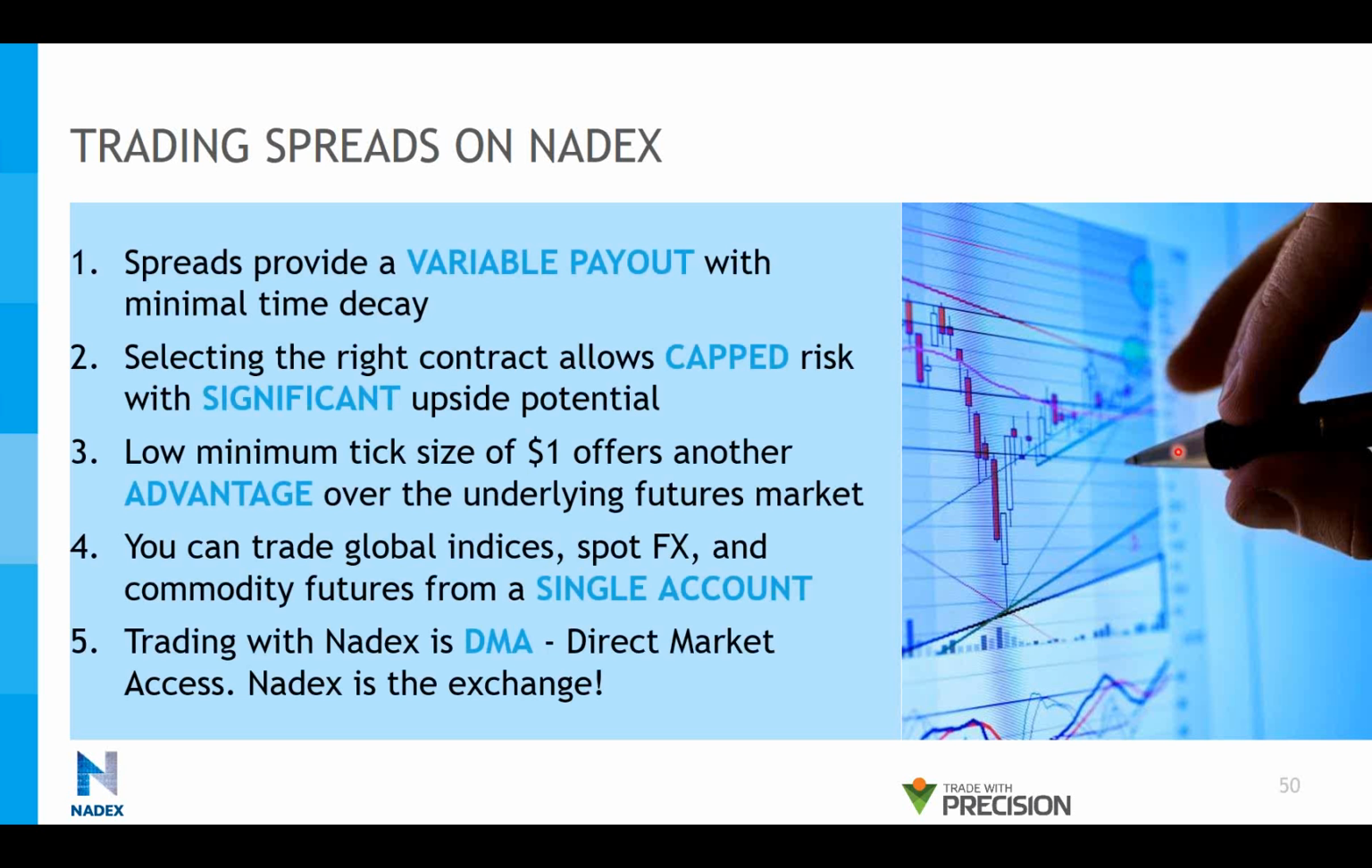Spreads provide a variable payout with minimal time decay, much different than binaries. Selecting the right contract allows capped risk with significant upside potential. The low minimum tick size of just $1 offers another advantage over the underlying futures markets. And you can trade global indices, spot FX, and commodity futures from one single account. Nadex is the exchange. You trade with direct market access. Always keep that in mind.